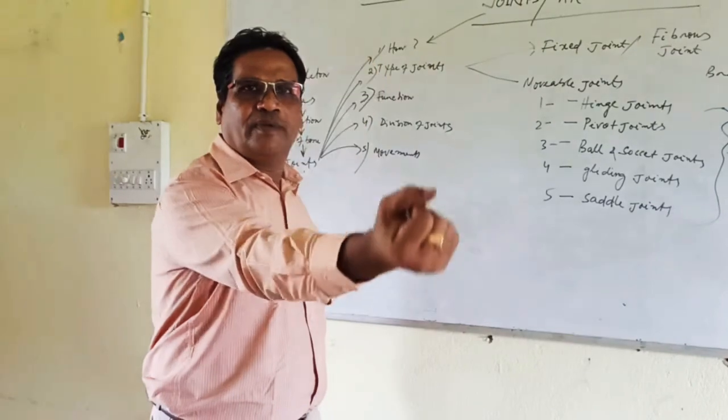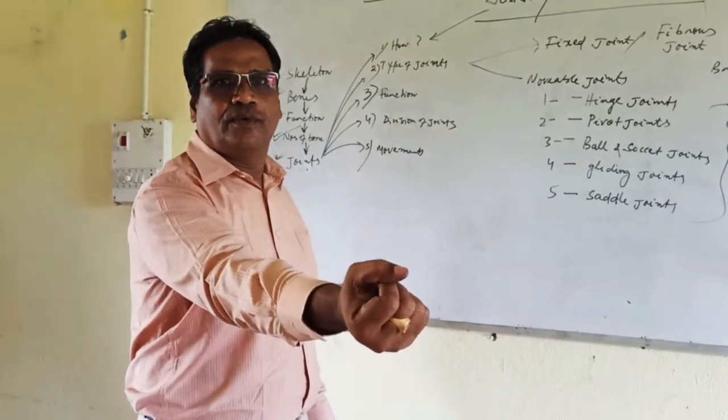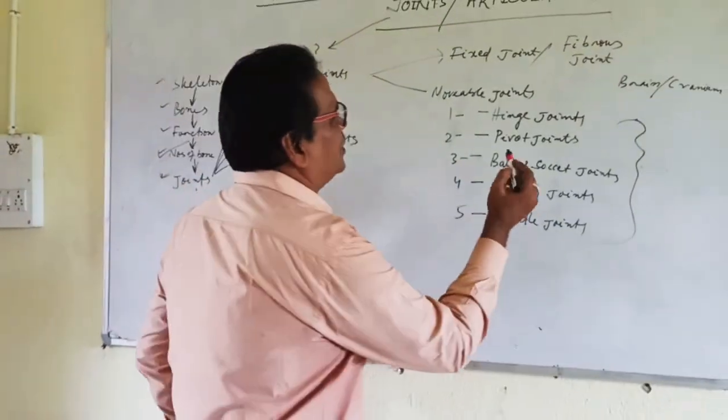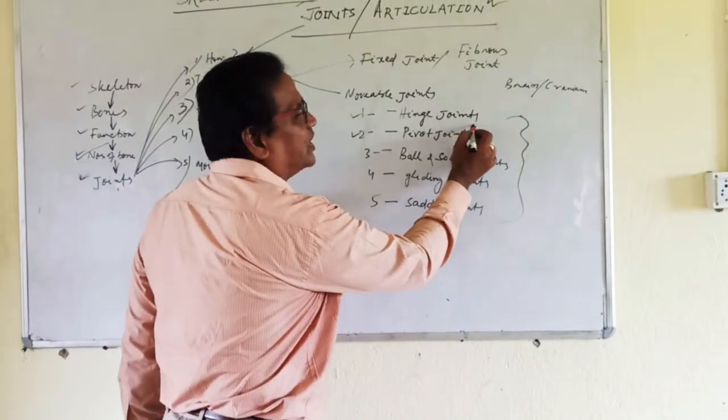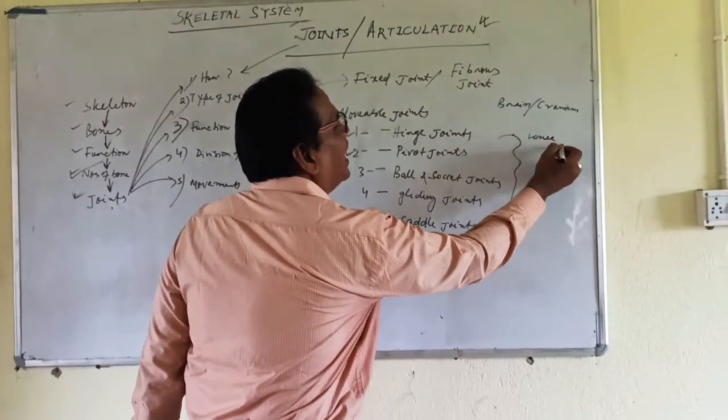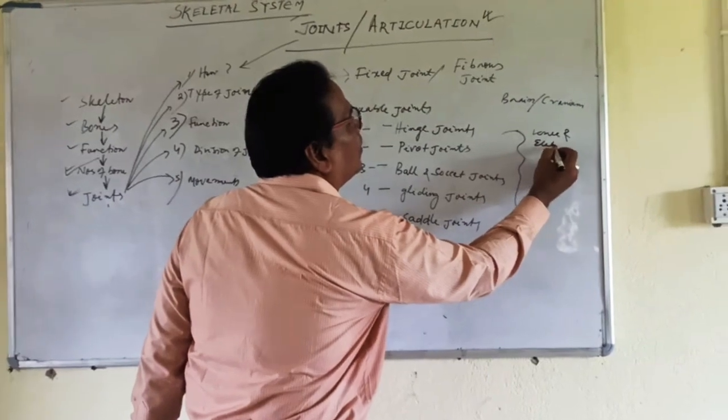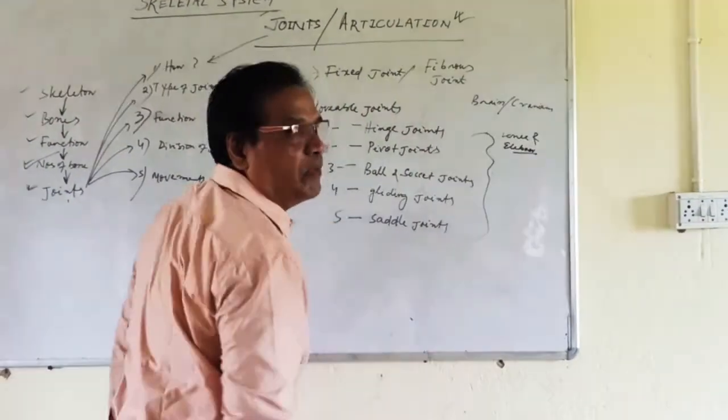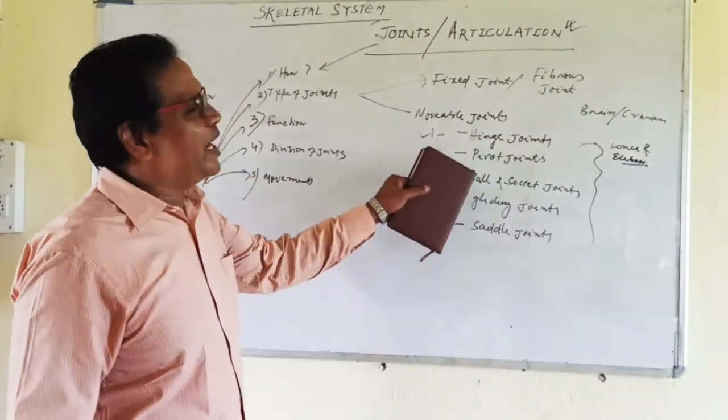This is knee movement of the arm. This is example. Okay. Examples of hinge joints are the knee and elbow joint movements.